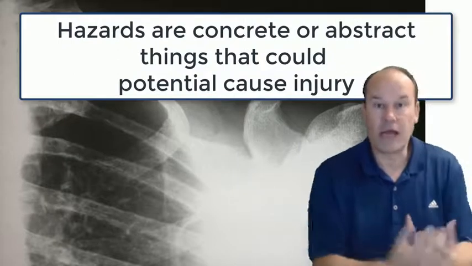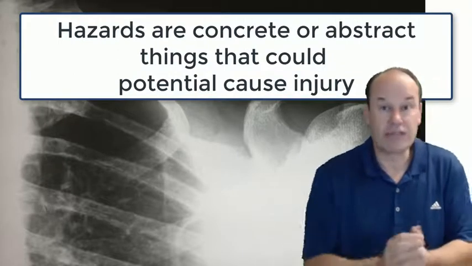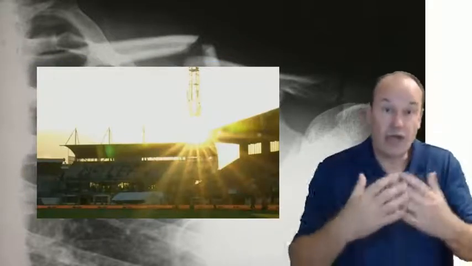So please bear in mind that hazards are concrete things, physical things that could potentially cause injury, or abstract things. So when I say abstract, I mean, for example, the sun. If you are playing a game of tennis again and you're in the sun, or you're playing cricket or whatever, and you look into the sun and you can't see the ball, potentially that could hit you and that could cause injury. So that is an example of an abstract hazard.